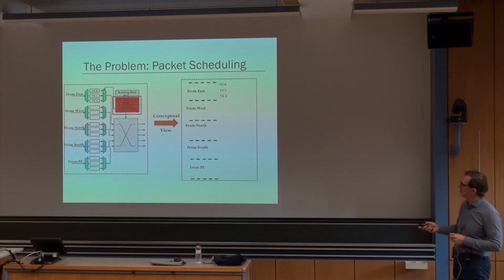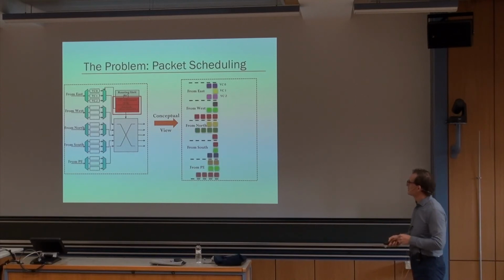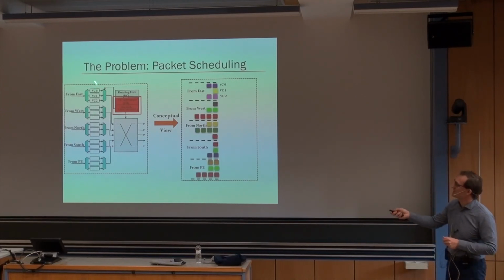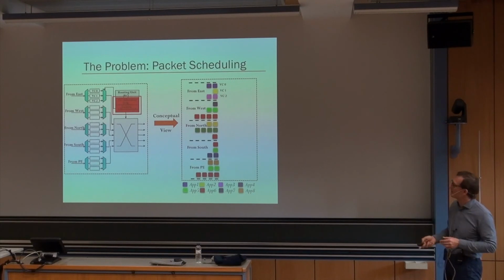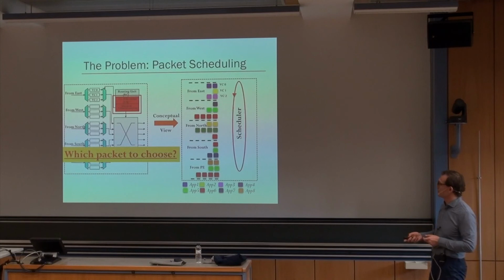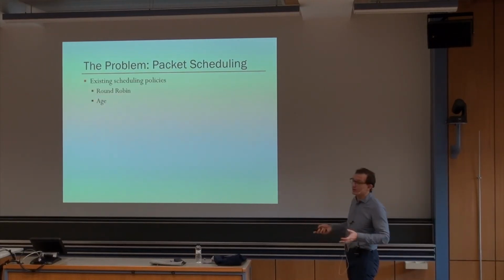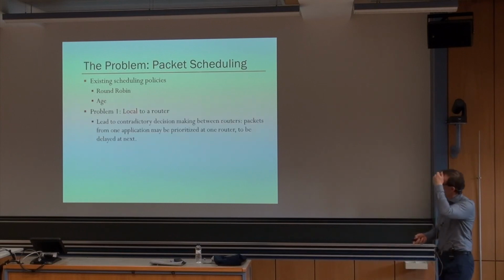So we're going to assume a buffered router, but it doesn't matter in the end. It's easier in a buffered router. So let's assume that you have lots of packets inside here. It's a congested network, with packets from different applications. The key question is which packet do you choose over there? So existing policies, if you look at them, they're not aware of applications. This is not necessarily a good policy.